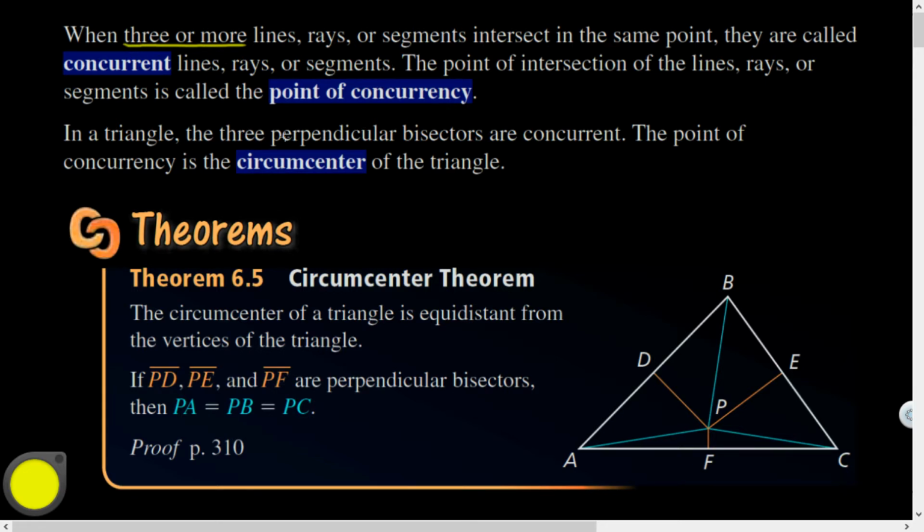In a triangle, if I draw the 3 perpendicular bisectors, it turns out they are concurrent, and the point of concurrency is called the circumcenter of the triangle. And here's a little property about the circumcenter. It says that it is equidistant from the vertices of the triangle.